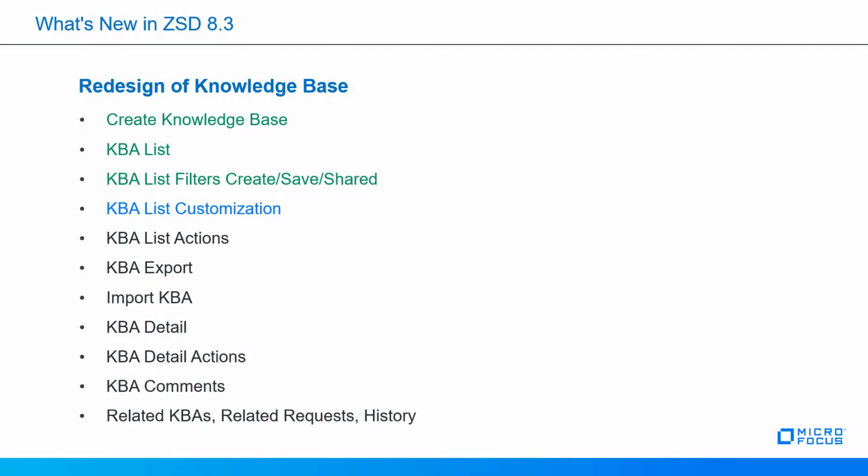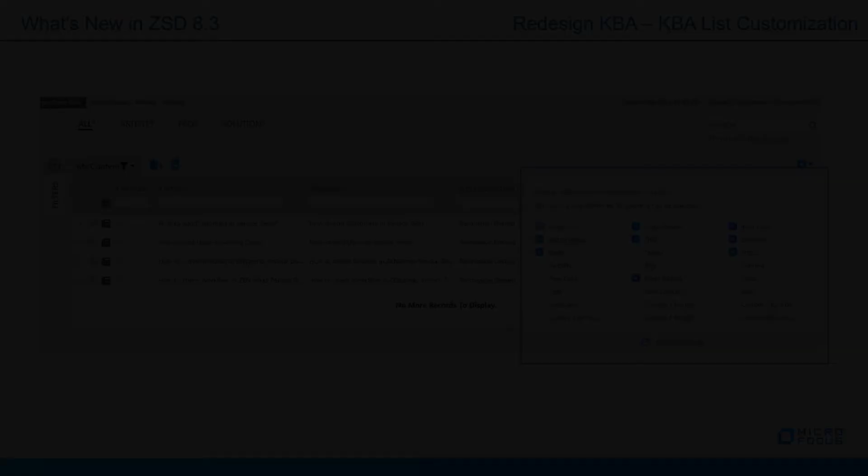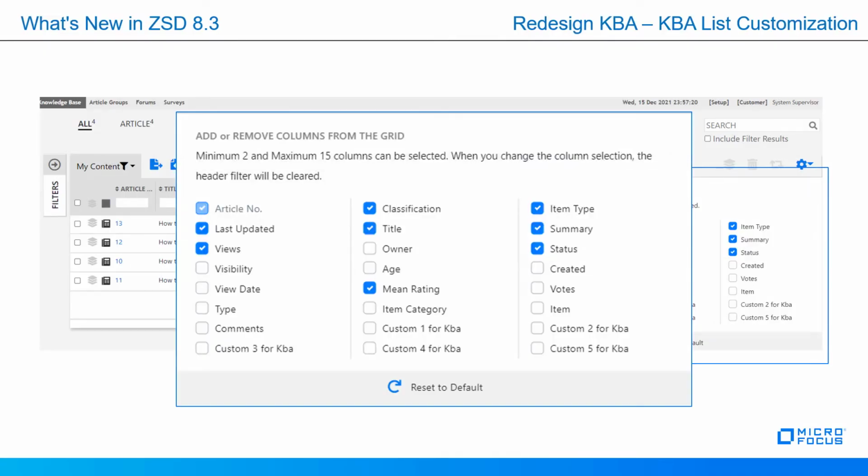Let's examine the Kba List customization tool. 2 to 15 columns can be selected to display in the respective Kba list. There is an option to reset to default on this customization page. These are saved to the database and will present upon next login. As mentioned earlier, you can sort the position of the columns for personalization as well.